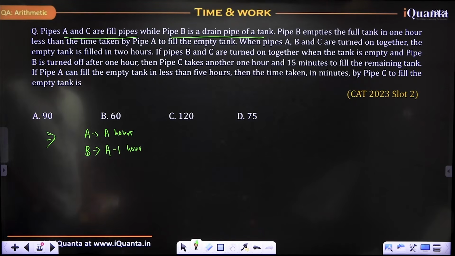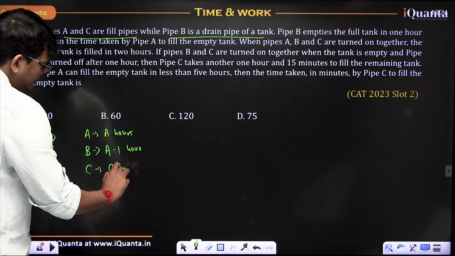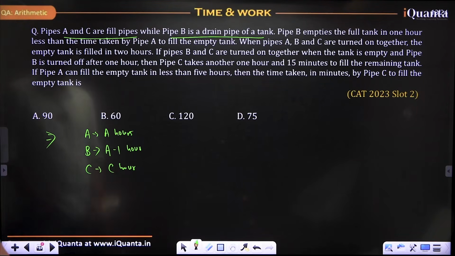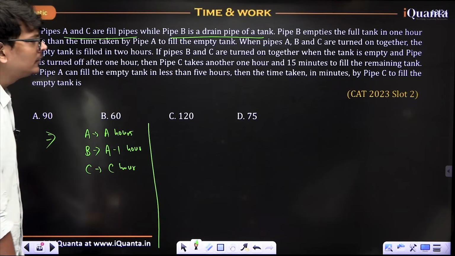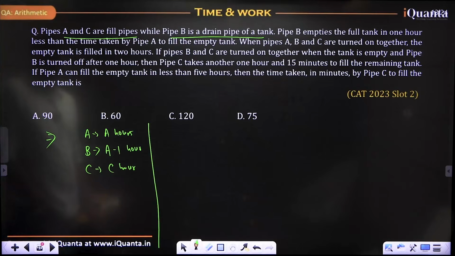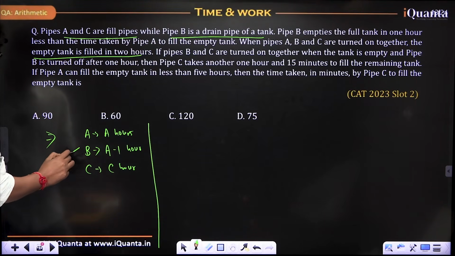ठीक है. And C I do not know, so C का ले लेते हैं C hours. When pipes A, B, C are turned on together, the empty tank is filled in 2 hours. Pipe B will be doing a negative work. We know that.